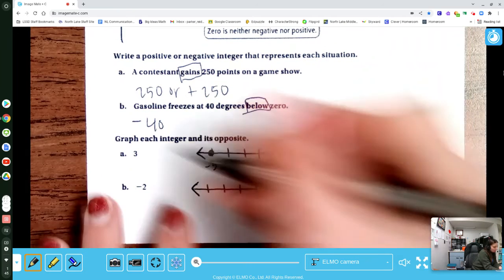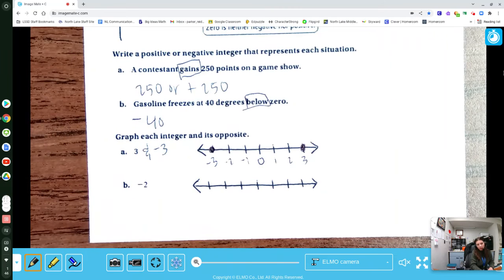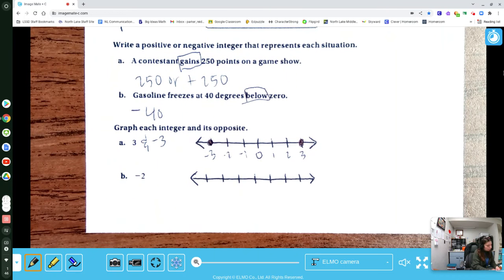So kind of an easy way to find opposites is to just change the sign. The opposite of a positive is a negative. The opposite of a negative is a positive. All right, let's try that with part B.